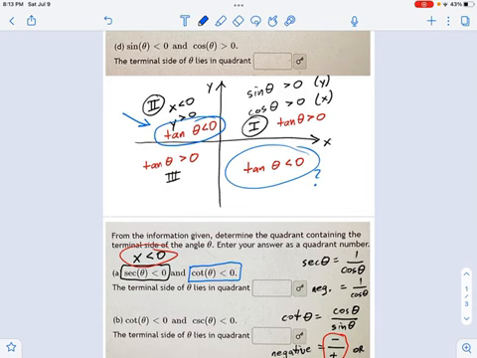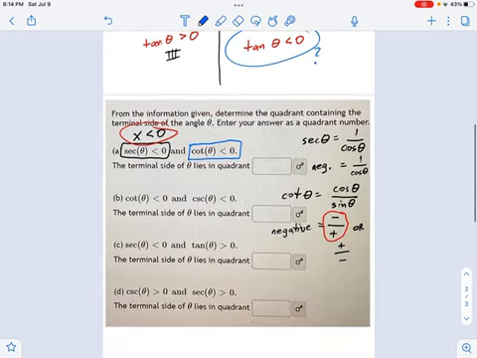And you're going to go through that process for all of these things right here. See here, it tells me cotangent is negative. Again, that's happening in quadrant 2 or in quadrant 4. But it also tells me that cosecant is negative. Remember, cosecant is the reciprocal of sine. So that only happens in quadrants 3 or 4. So you can see if cotangent says 2 or 4 and cosecant says 3 or 4, well, 4 is the only answer that makes sense in this case.